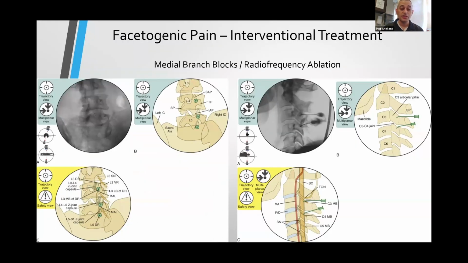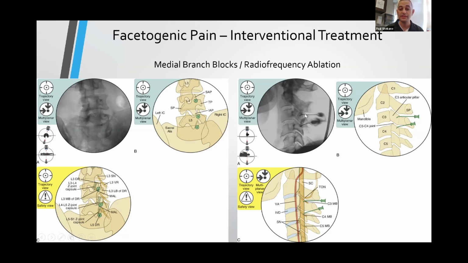So the injection to numb those nerves is illustrated in this image. We, again, oblique our X-ray to get what we call the Scotty dog view. And the medial branch nerve lives at the junction of the superior articulating process and the transverse process. So we insert a needle into that area and we inject some numbing medication, usually lidocaine or bupivacaine.